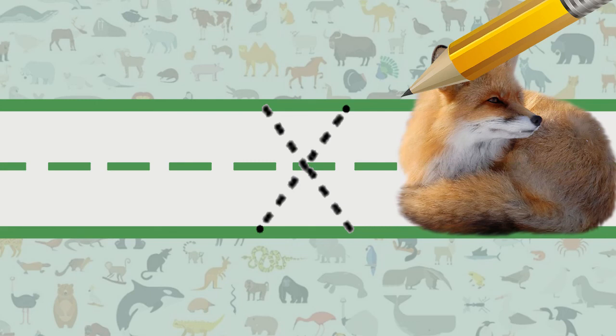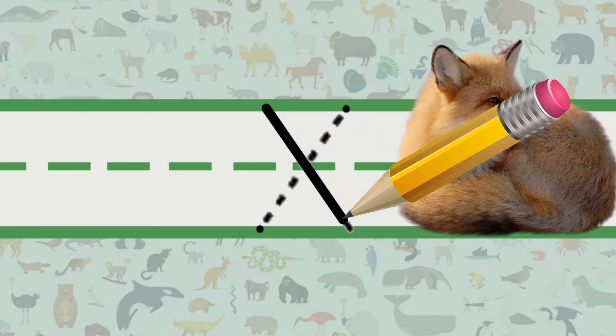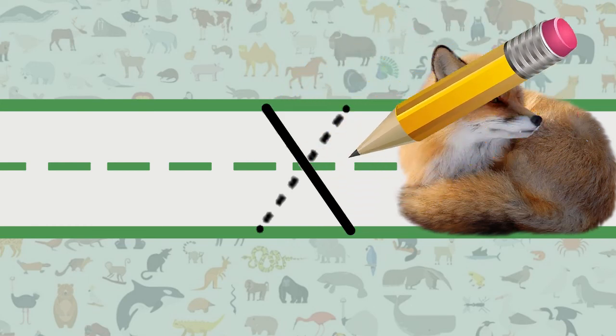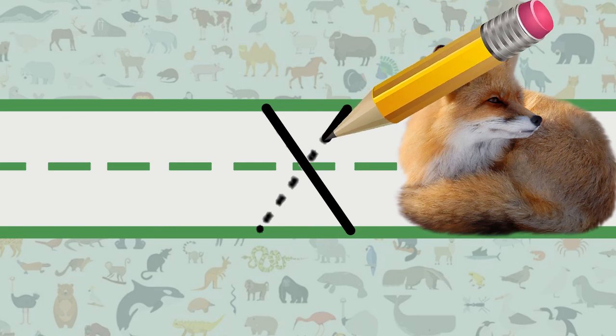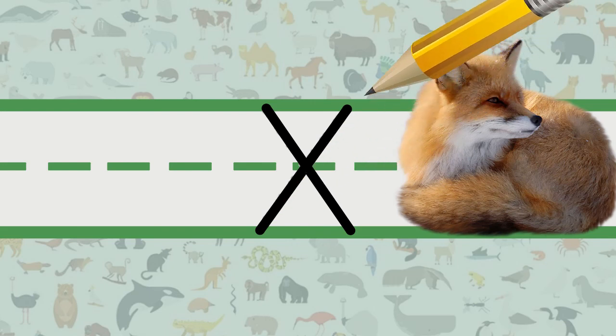X like in fox. To write big X or capital X, start at the top and draw a diagonal line down to the bottom. Then go back to the top and draw another diagonal line in the opposite direction. Good job! Let's do that again.